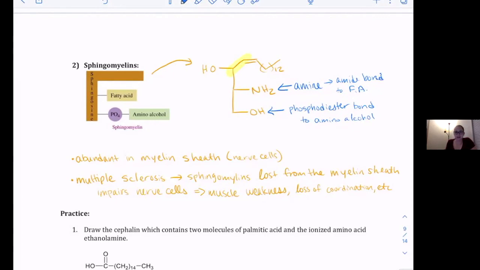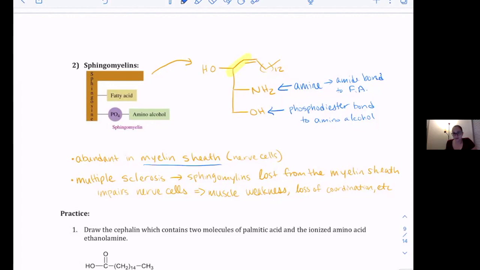It's pretty unique. These are abundant in something called myelin sheaths. So these are important to the structure of our nerve cells and how our nerve cells work. For example, if these sphingomyelins are lost from the myelin sheath, that is what is the cause of multiple sclerosis. When you lose these sphingomyelins in that myelin sheath, it impairs your nerve cells from working correctly, causes muscle weakness and loss of coordination, and etc. The pretty typical and telltale signs of multiple sclerosis.